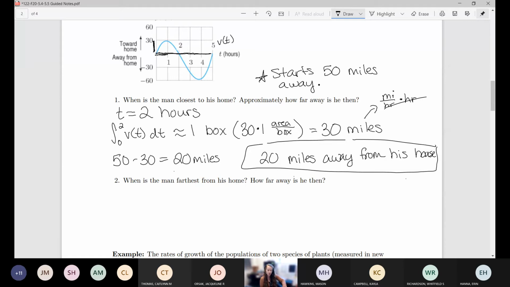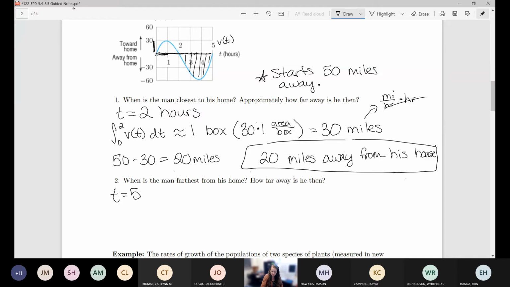And he's traveling away from home in the entire time frame from t equals 2 to t equals 5. So he's also possibly farther away after traveling those entire, what was that, 3 hours? So it's possible that he's farthest away when t equals 5. So let's go ahead and look at where he is when t equals 5.